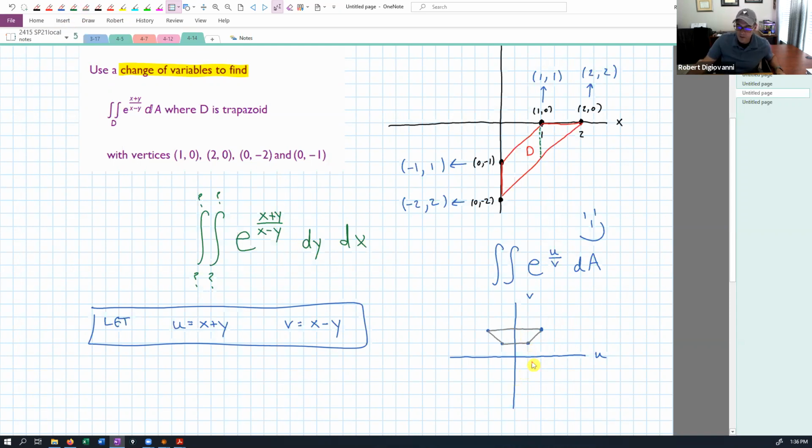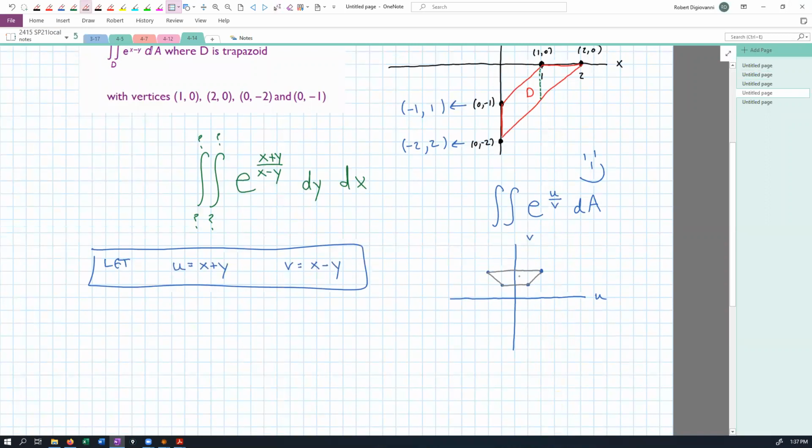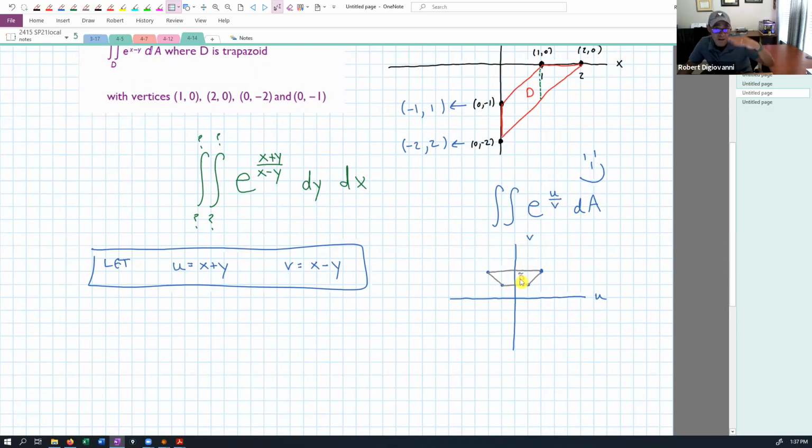Who's going to make me happy and tell me what type of region that is? Yes. Type 2. This is a type 2 region because now we can't say our y's because we're in the UV plane. Our v's are stuck between two constants. What constants are the v's stuck between? 1 and 2. Okay. Now the hard part. What are the u's stuck between?